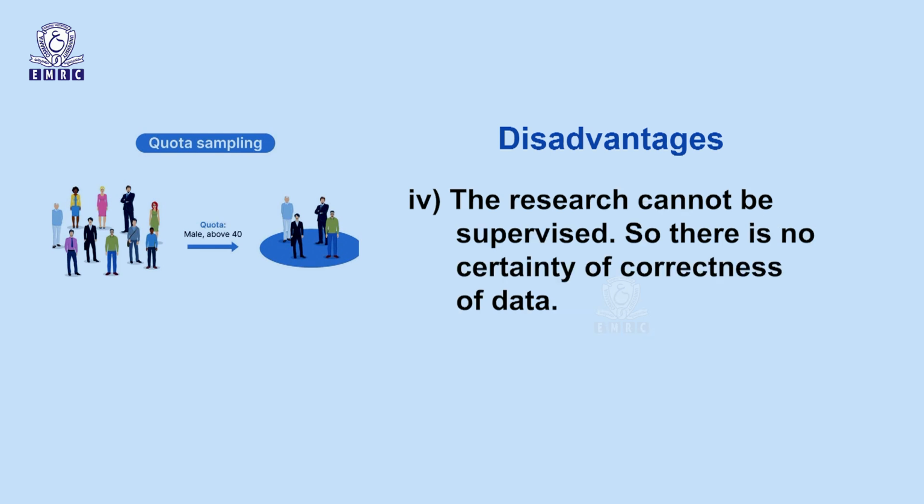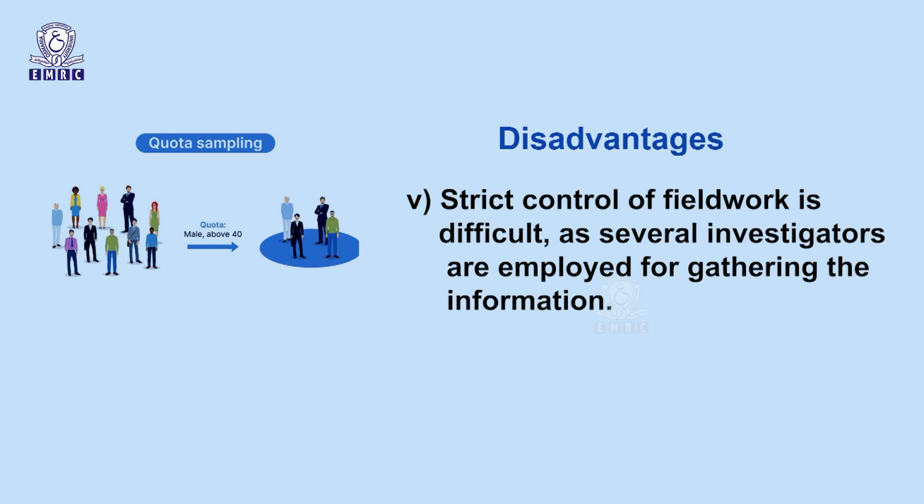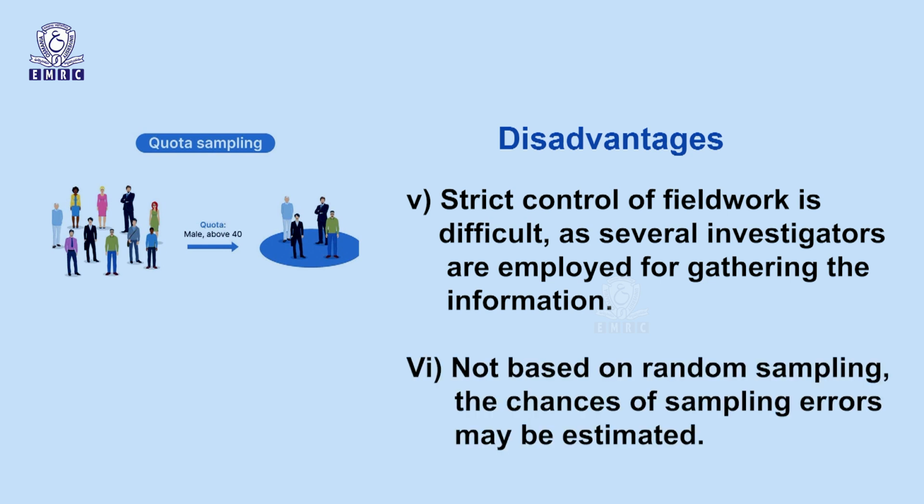The research cannot be supervised, so there is no certainty of correctness of data. Strict control of fieldwork is difficult as several investigators are employed for gathering the information. And the next one is, as the sampling is not based on random sampling, the chances of sampling errors cannot be estimated.